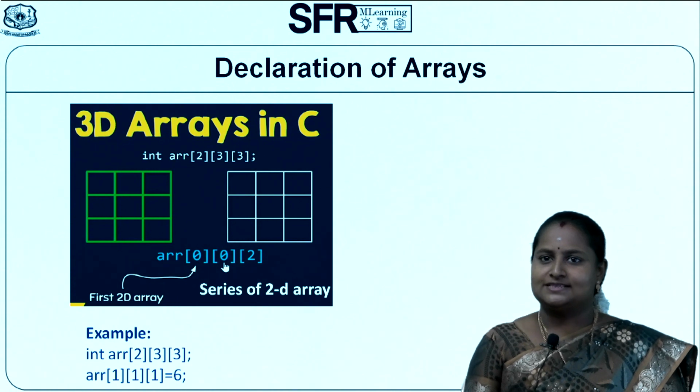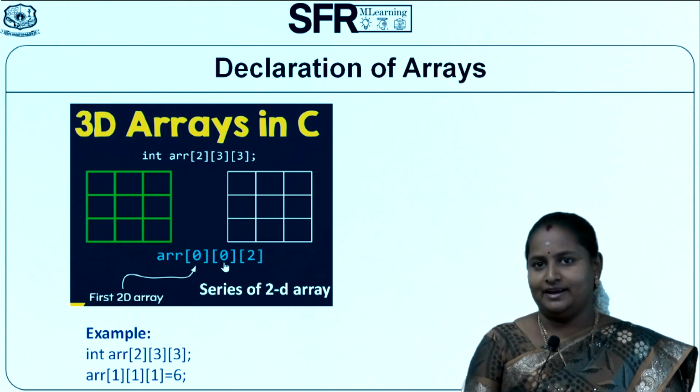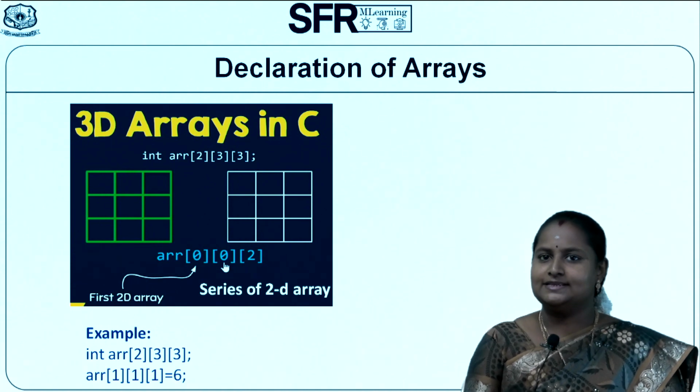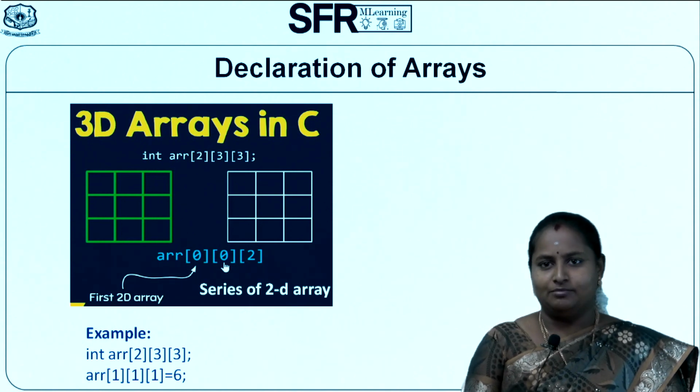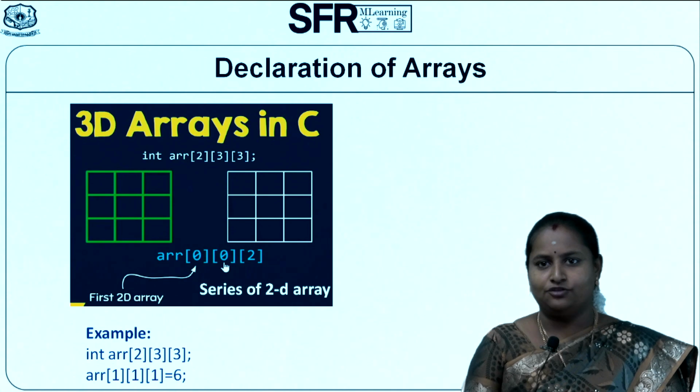Next, this is the pictorial representation of a 3D array. Usually a multi-dimensional array, if my array dimension is n, means it is a series of n minus 1 dimensional arrays. That is, if it is a 3D array, it can be represented as a series of 2D arrays. If it is a 4D array, it can be represented as a series of 3D arrays.